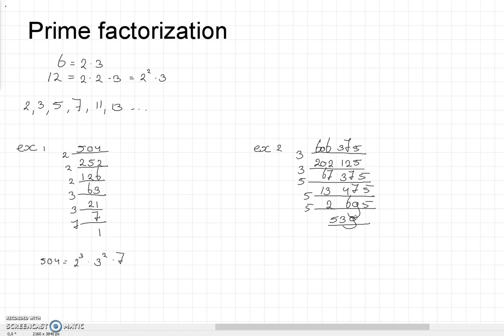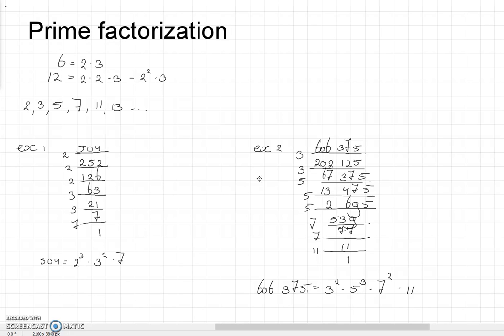We get 539. Not divisible by 5, but this is divisible by 7. And we get 77. This is again divisible by 7. And we get 11. So to finish, we divide by 11, which is a prime number, to get 1. And we can write down that 606,375 is equal to 3 to the power 2 times 5 to the power 3 times 7 to the power 2 times 11.